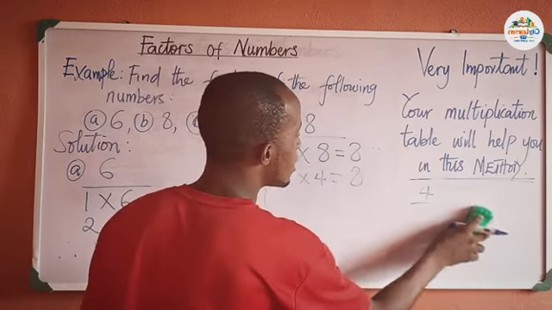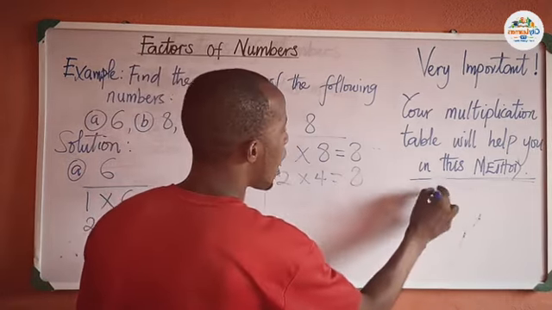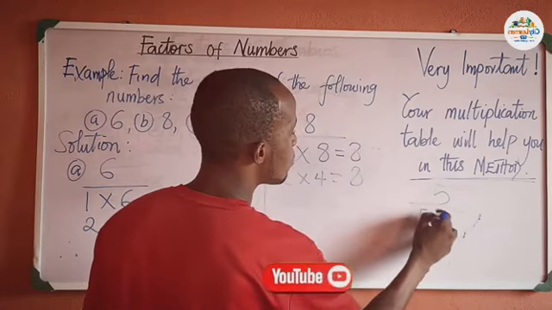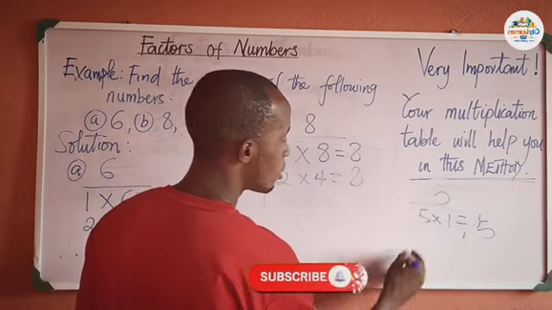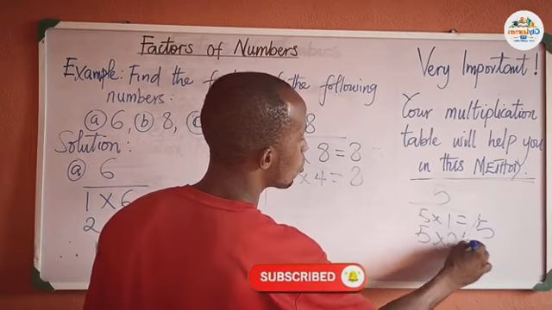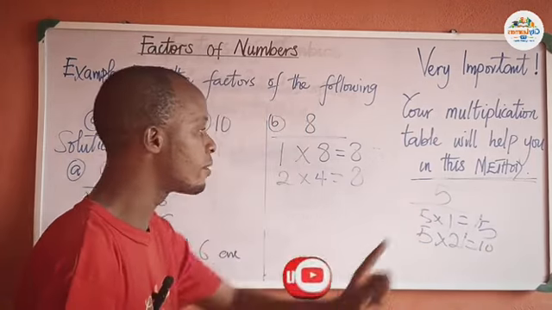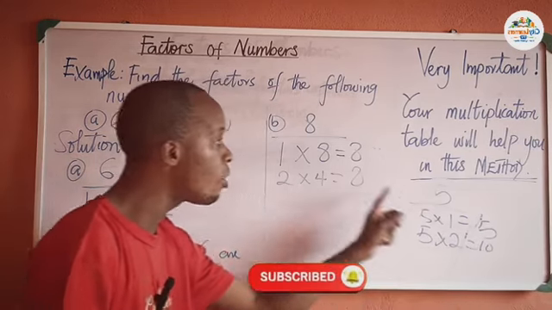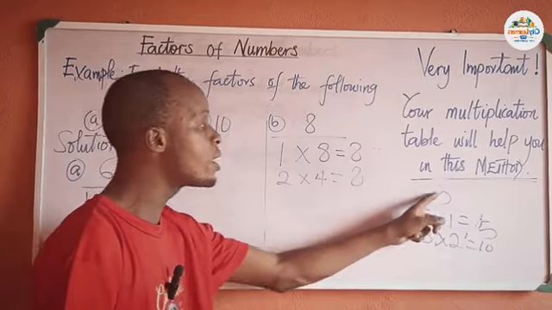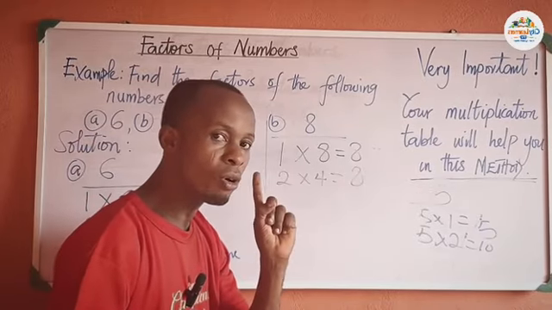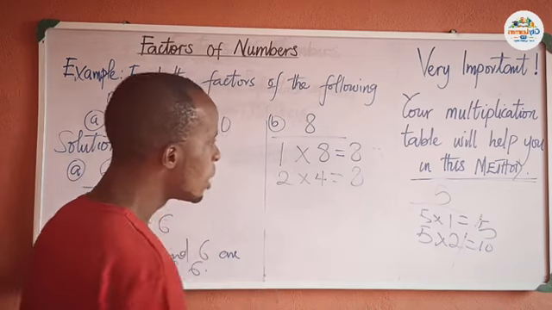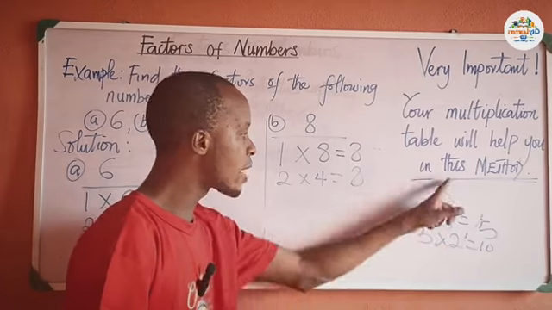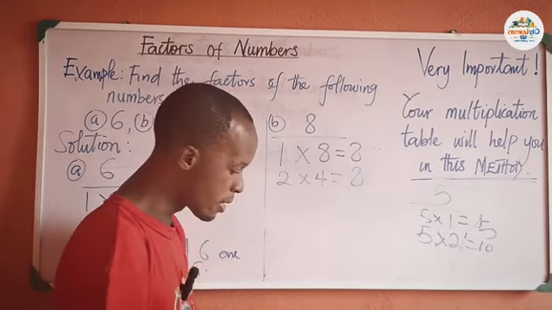So moving ahead, if we go to the 5 multiplication table, 5 times 1 is equal to 5, 5 times 2 is equal to 10. You already see that the value we got in the second multiplication is more than the given number. So 5 is a no-go area. Now, if we move to the 6 multiplication table, you will experience the same. The 7 multiplication table, you will experience the same.